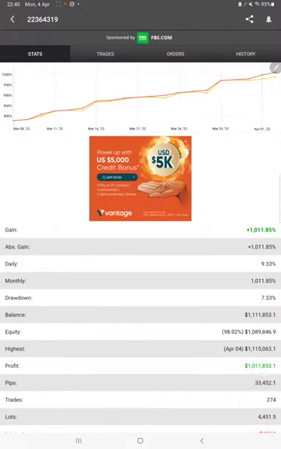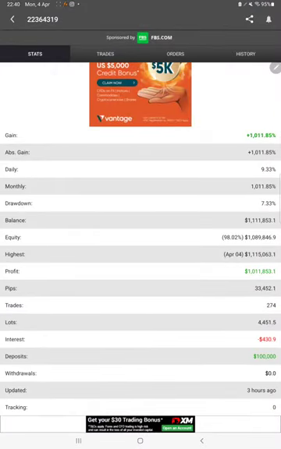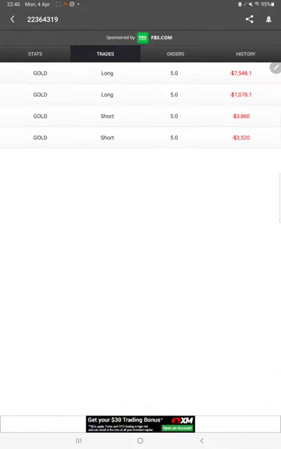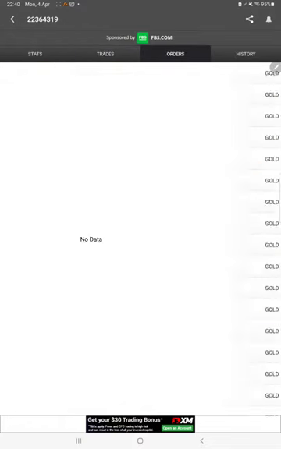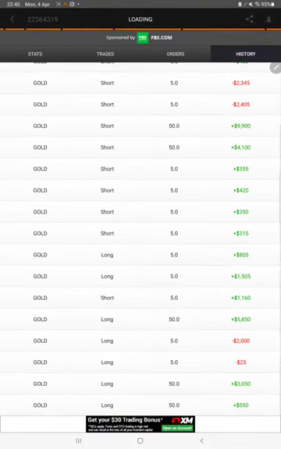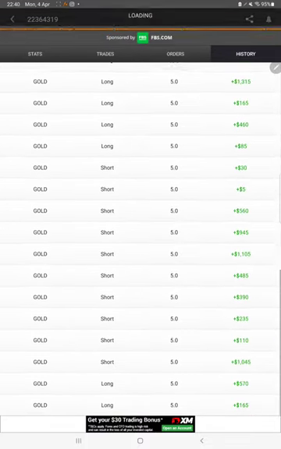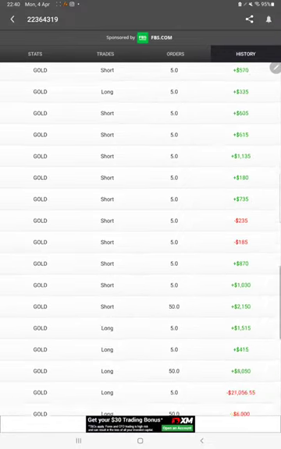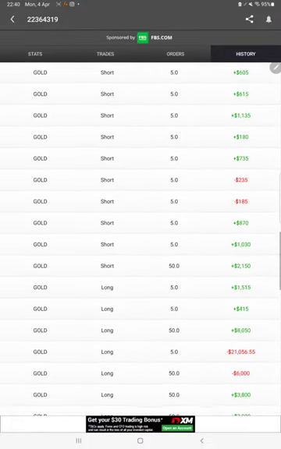Starting with a new update, here we have a MyFxBook. You can verify all the details and the statistics. The total gain is 1011%. This is the absolute gain, daily return, monthly return, drawdown, current balance, which is almost 1.01 million, and 3 hours ago only it is updated. So you can verify all these details. These are some of the ongoing trades, orders, history. With history you can check the traded lot size, whatever the profit and loss is booked. All the details you can verify here.